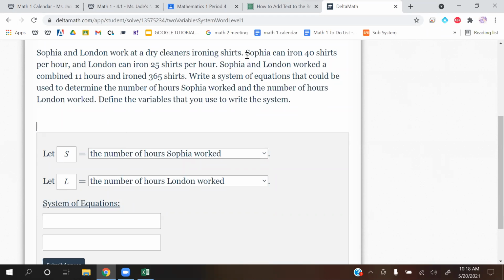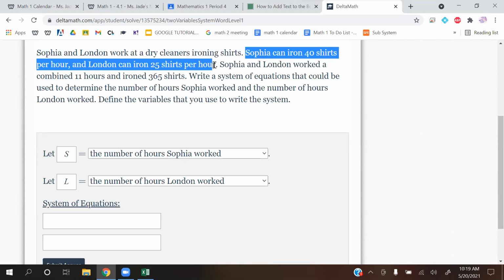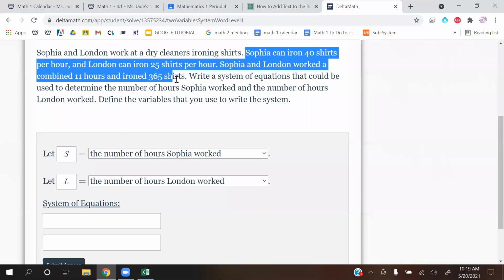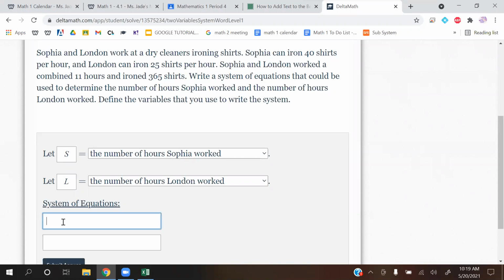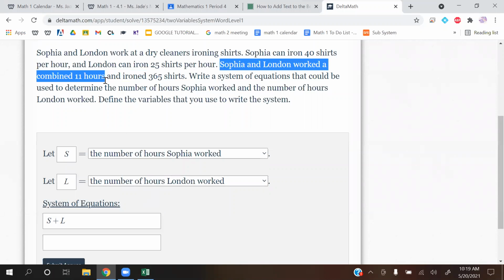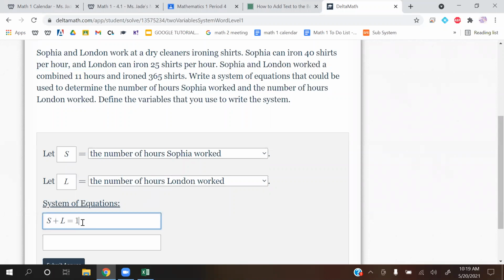And then let's go back here. Sophia can iron 40 shirts per hour and London can iron 25 shirts per hour. Sophia and London worked a combined 11 hours and ironed 365 shirts. So if you add the number of hours Sophia worked, S, plus the number of hours London worked, this is the number of hours they worked in total. They worked a combined 11 hours. So S plus L should equal 11.